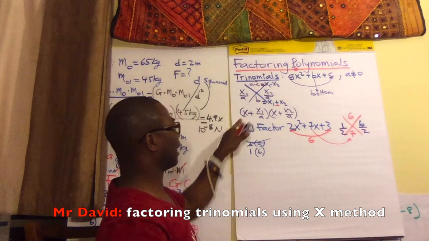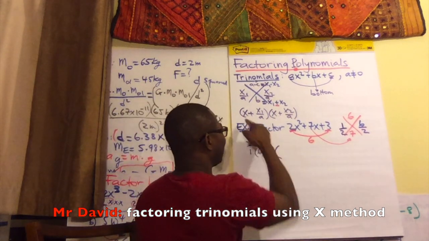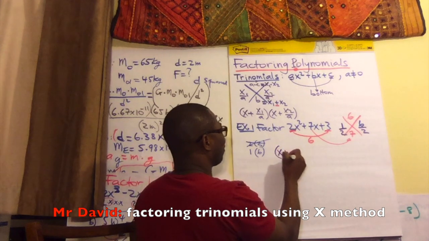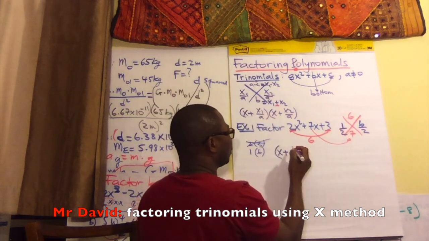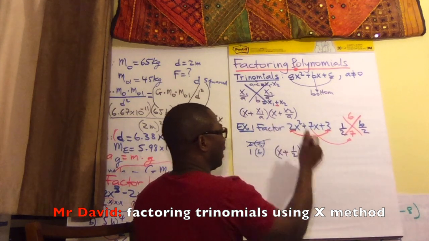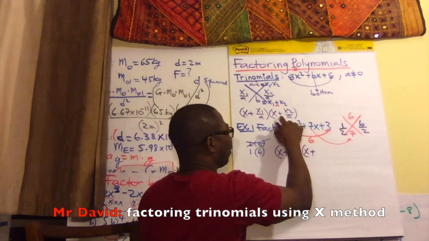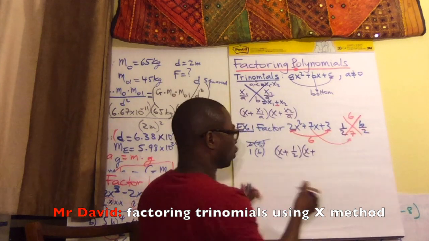Okay. Then we write our answer like this. Parentheses, x plus x1 over A, so 1 over 2. Parentheses, x plus x2 over A. So x2 over A is 6 over 2.